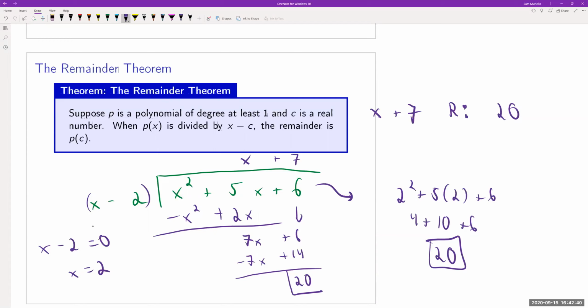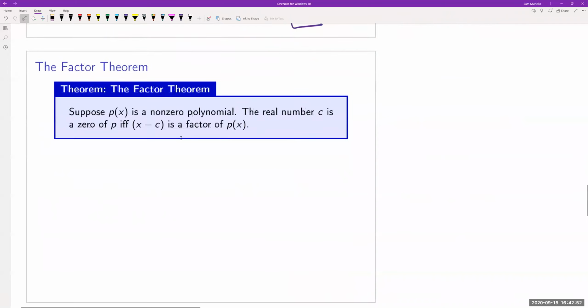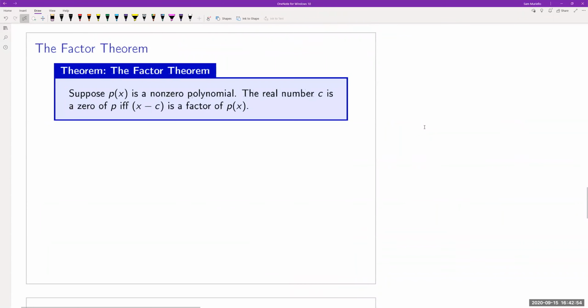This is especially helpful because if you are able to plug in a number and get out 0, you know that it will divide evenly because there will be no remainder. This is summarized in the factor theorem. The number c is a 0 of p if and only if x minus c is a factor of the polynomial p. We can use this fact to more easily identify factors and then divide them out using polynomial division.